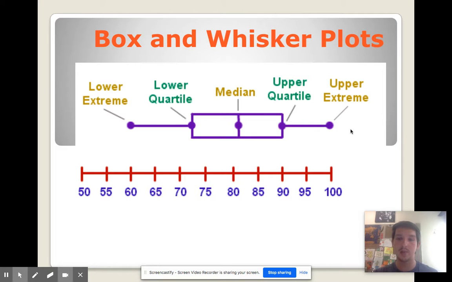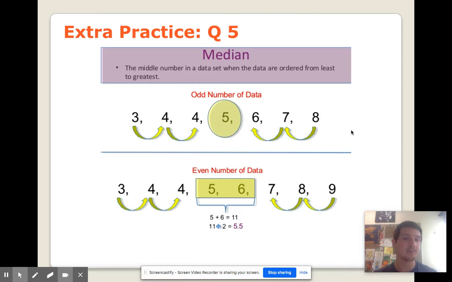So let's look at a better way to find a lower quartile, an upper quartile, and your median, okay? So in this top part, we are looking at if you have an odd number of data points, you're just going to find those center numbers, okay? So the median in this top part is 5. The lower quartile is going to be the center number of 3, 4, and 4, which is 4. And the upper quartile is going to be the center number of 6, 7, and 8, which is 7, okay?